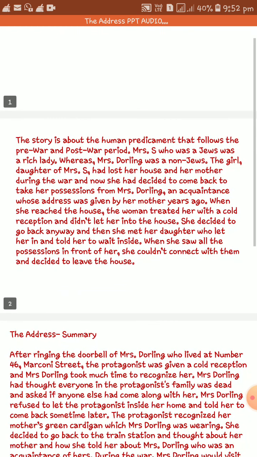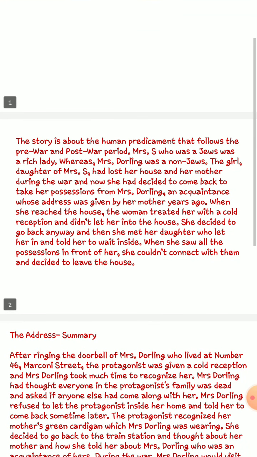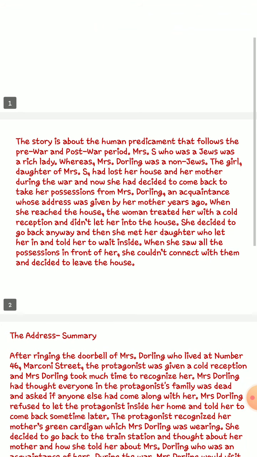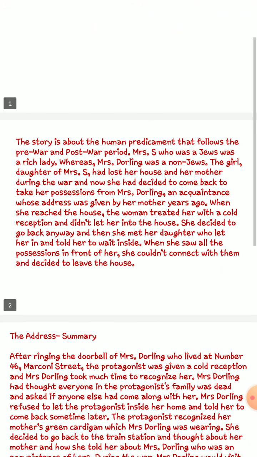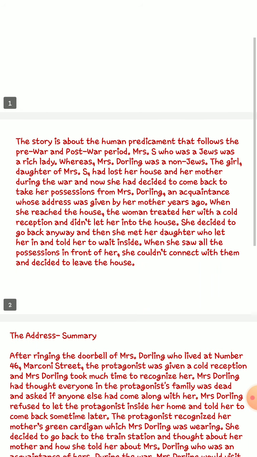What we get to know from the story The Address? The story is about the human predicament that follows the pre-war and post-war period. Pre-war means before the beginning of the gruesome and the violent World War II, and post-war means after the war. Mrs. S, who was a Jewish girl, was actually a rich lady. That means the narrator's mother was a very rich lady, whereas Mrs. Doling was practically a non-Jewish lady.